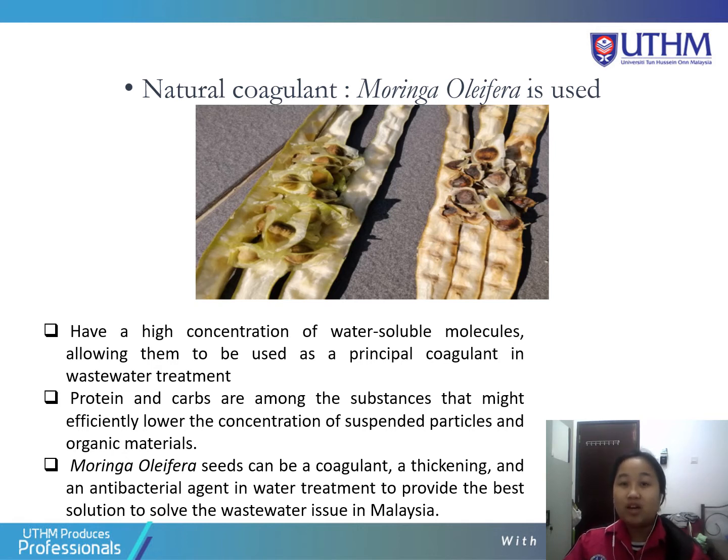Why do I use Moringa oleifera seed? This is because Moringa oleifera seed has a high concentration of water-soluble molecules, allowing it to be used as a principal coagulant in wastewater treatment. Second, protein and carbohydrate are among the substances that might efficiently lower the concentration of suspended particles and organic material. And last, Moringa oleifera seed can be a coagulant, a thickening and antibacterial agent in water treatment to provide the best solution to solve the wastewater issue.